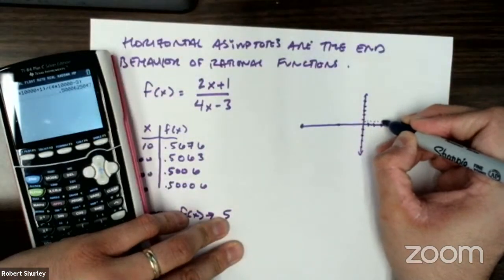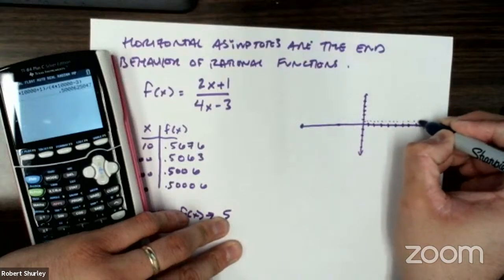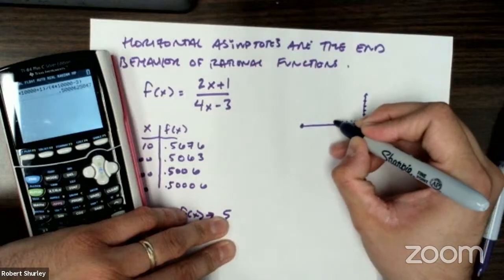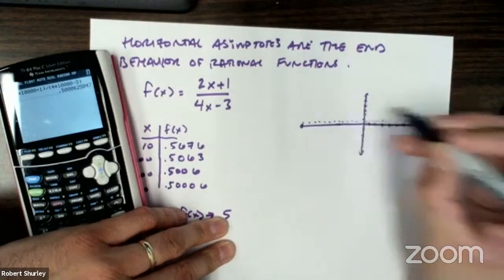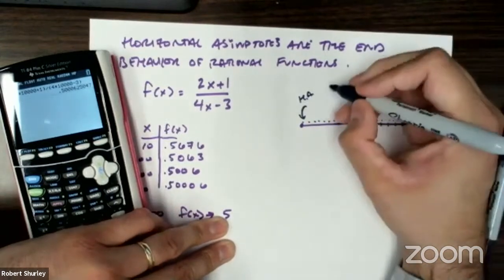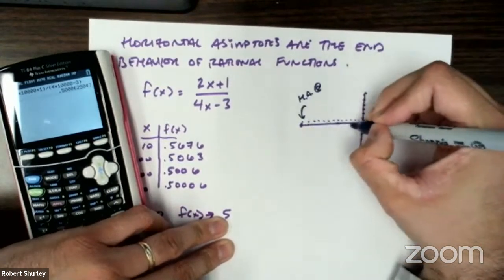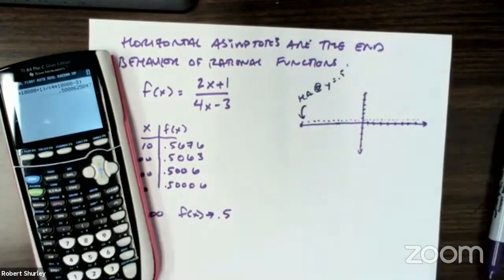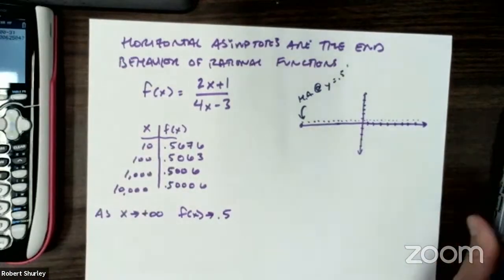So I'm going to draw a dotted line here at 0.5. I'll say HA so I don't have to write it over again. Now look, it's a horizontal line, so it's y equals a number. So y equals 0.5.